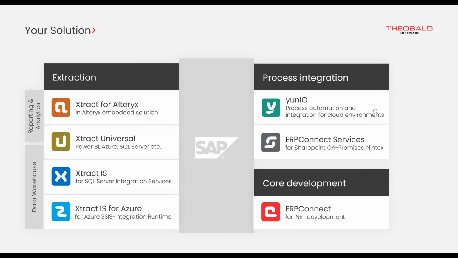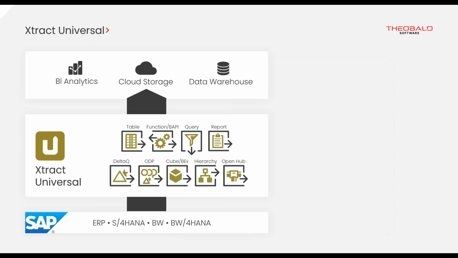Over on the right, just for completeness, we also have tools that facilitate read and write access to SAP. Think of a cloud application, either through user interaction or through automation that needs to post a transaction in SAP. Here we have a relatively new product called Unio, which customers can use to do process automation in SAP. Let's take a closer look at Xtract Universal and how it works together to bridge the gap between SAP and Power BI.